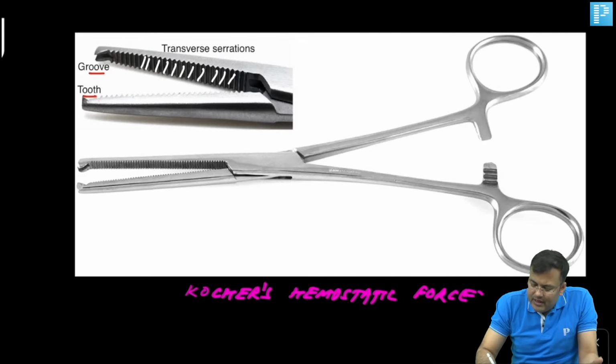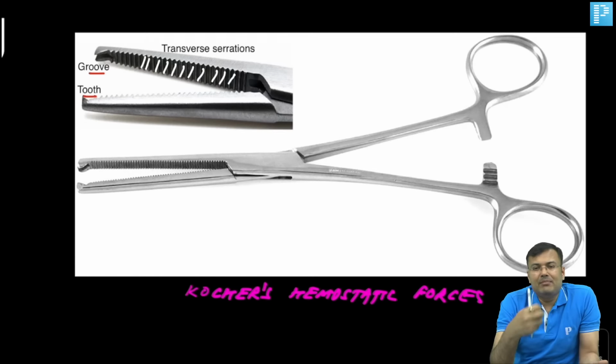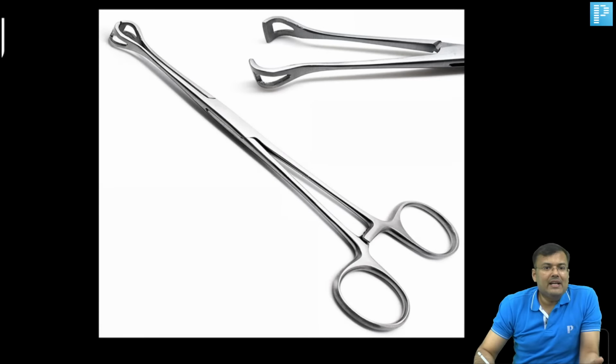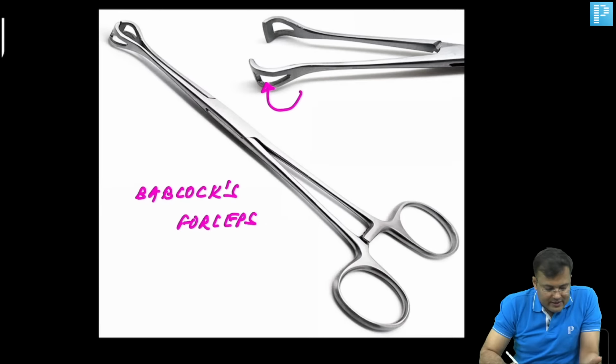What is the use? In depth you want to catch a bleeder during mastectomy, in the palm and soles you are using it. If you want to crush something, like during appendectomy you want to crush the base, you are using Kocher's hemostatic forceps. Next, tell me guys, what's the name of this instrument? It is having a curve, there is a fenestration. Babcock's forceps, very good.